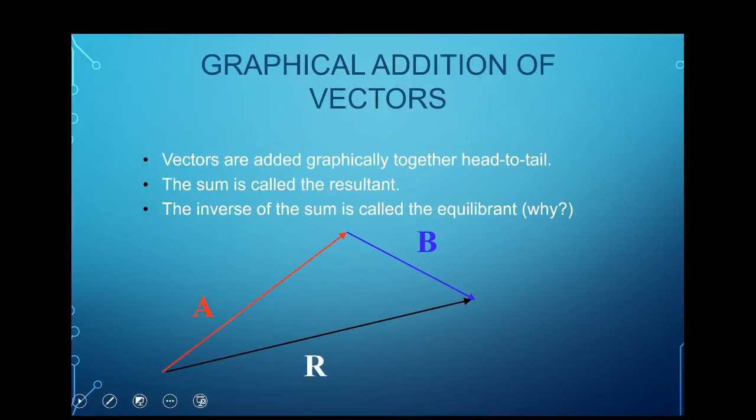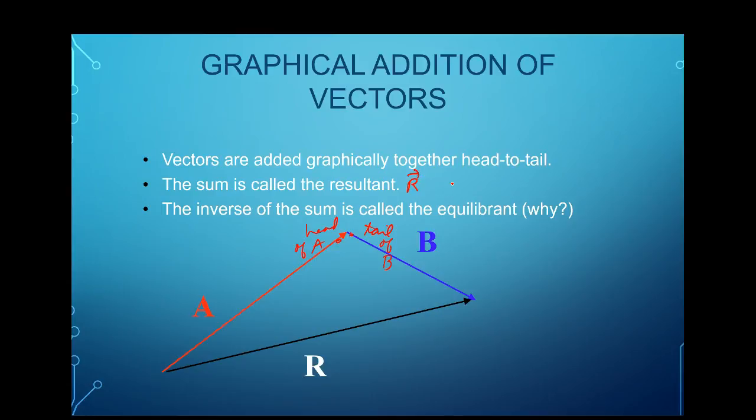Okay, so graphically, there's a couple of ways to add vectors. The easiest way to do this is called head to tail. So this means that the head of vector A is going to be lined up with the tail of B. So the tail of B is right there, and the head of A is right there. And when we add them up, the sum of these is called the resultant, R.